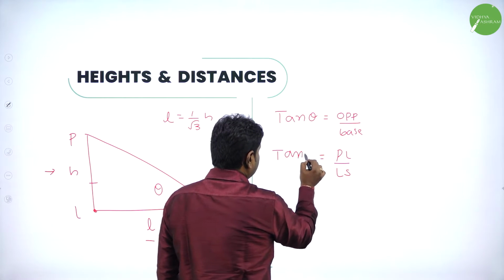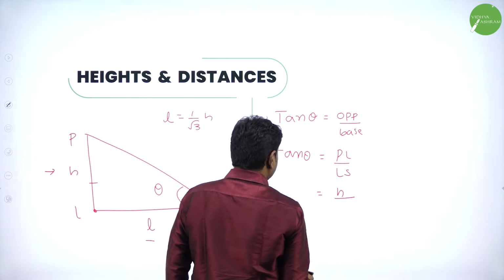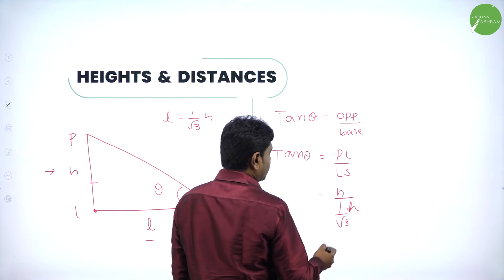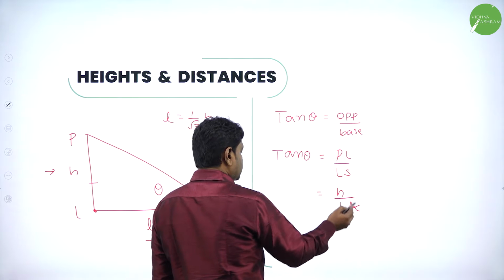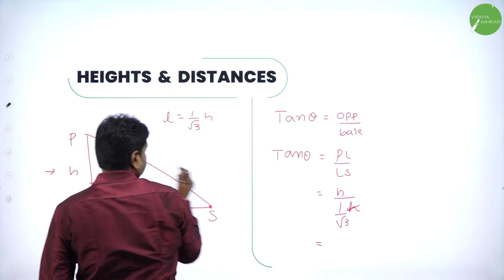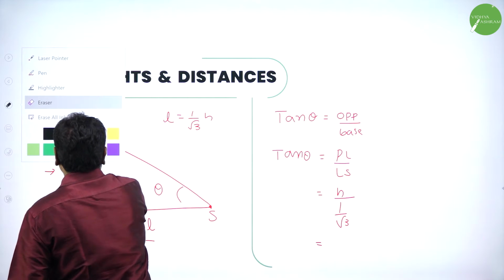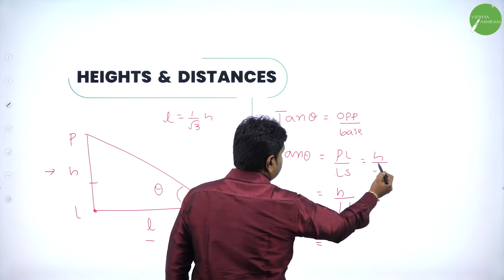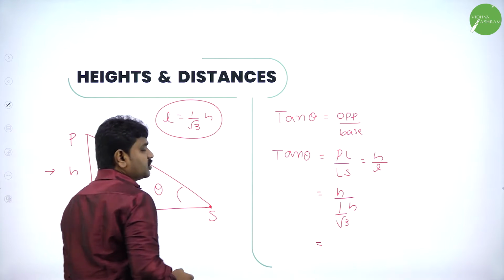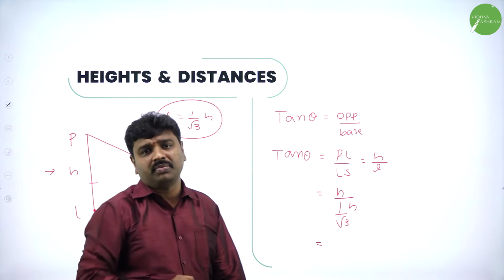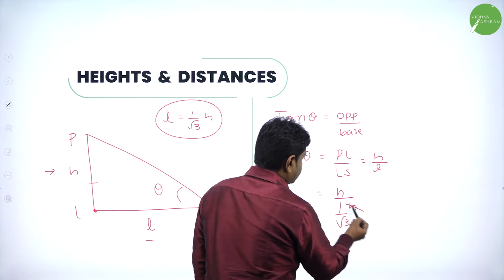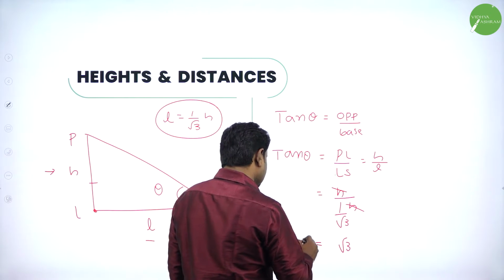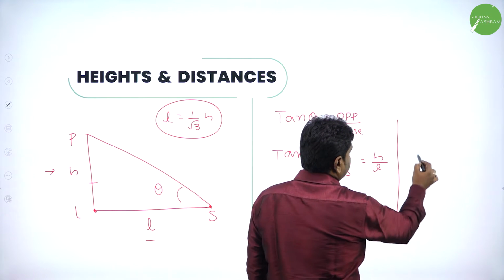We don't know the value of theta, but PL is what? Height of the pole H, and LS is what? 1 by root 3 times H. They told us the length of the shadow is 1 by root 3 times H. So this is H by L. L means length of shadow. Length of shadow is 1 by root 3 times height of the pole, given in the problem. So therefore I can cancel H and H. We have 1 by root 3, and 1 by root 3 becomes root 3. So we got tan theta is equal to root 3.